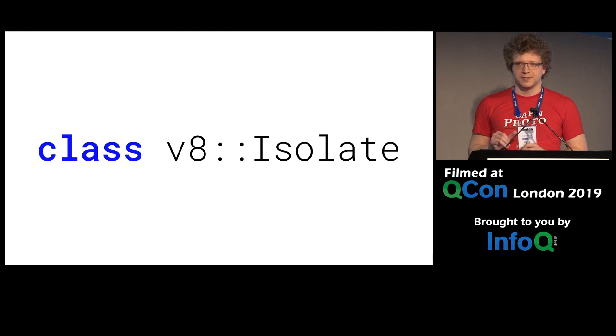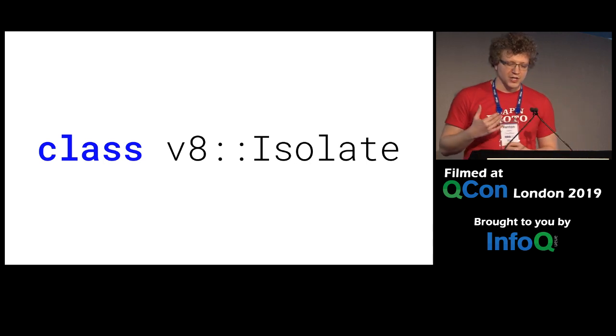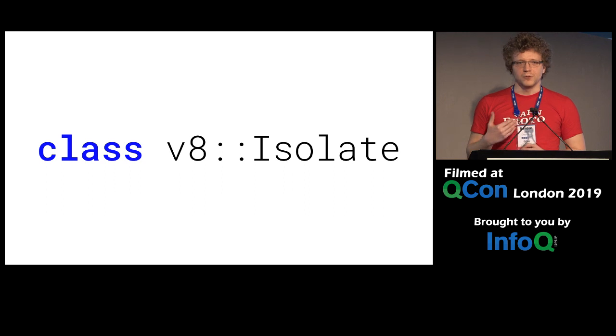And what an isolate represents is one JavaScript execution environment. It's what we used to call virtual machines, like JVM, Java Virtual Machine. Now the word virtual machine has these two meanings, and most people mean something entirely different. So we use the word isolate instead.